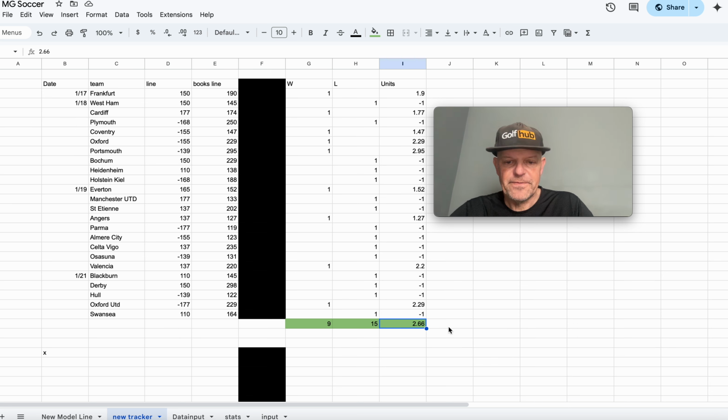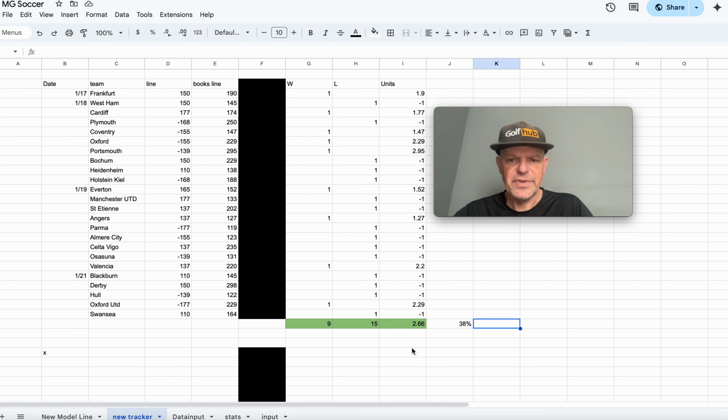Now, 9 and 15, I'll show you how to calculate win ratio. You add these two together. 9 plus 15 is 24. So we click equals 24. Then equals 9, which is our number of wins, divided by the number of total. 9 divided by 24, it was hitting 38%. And we turned a profit of 2.66 units.